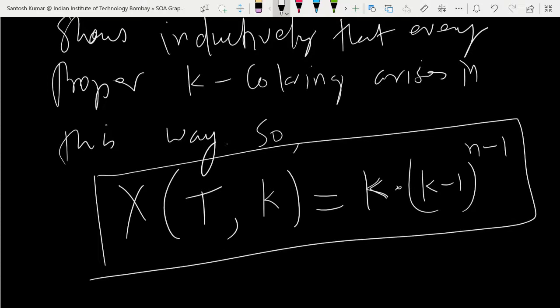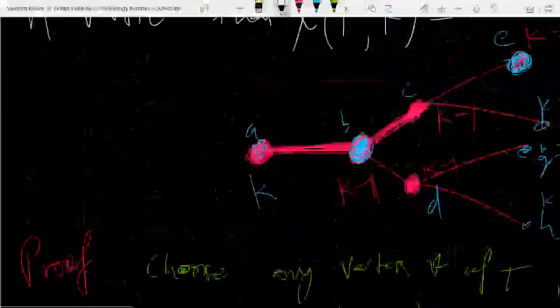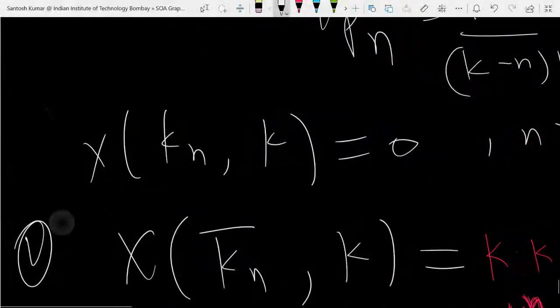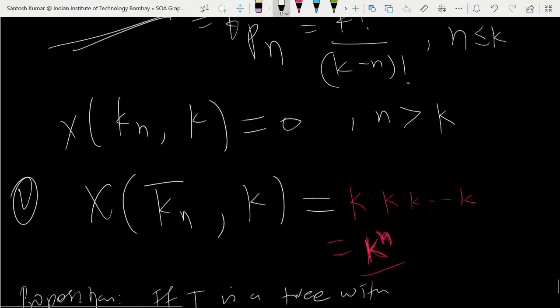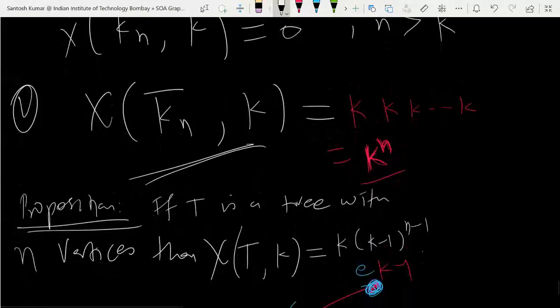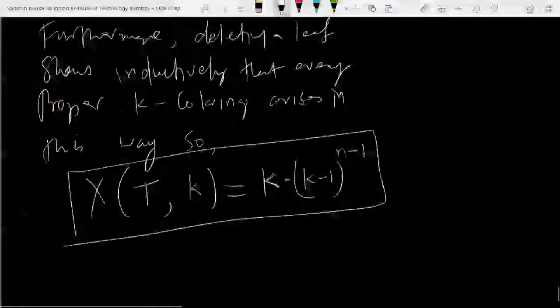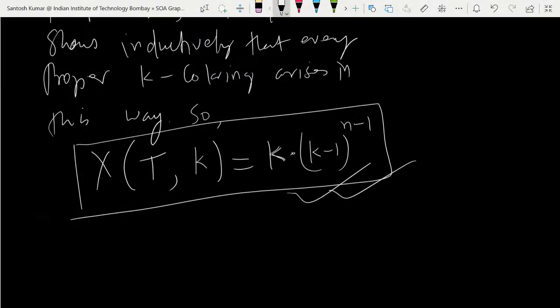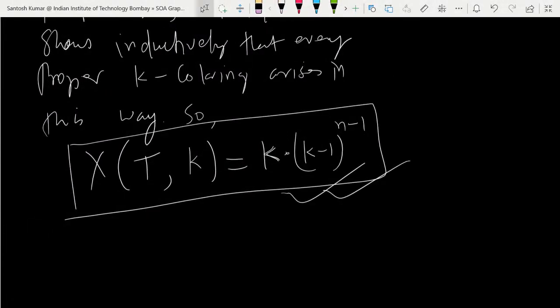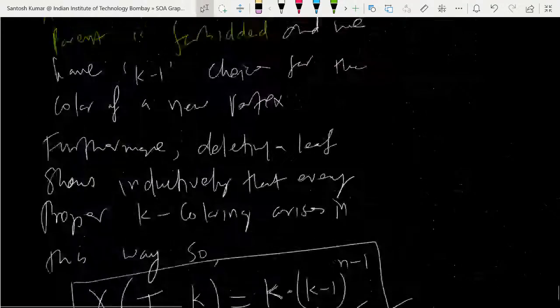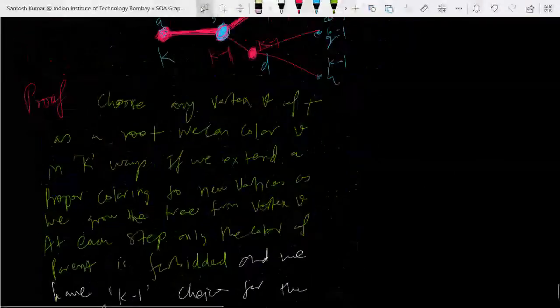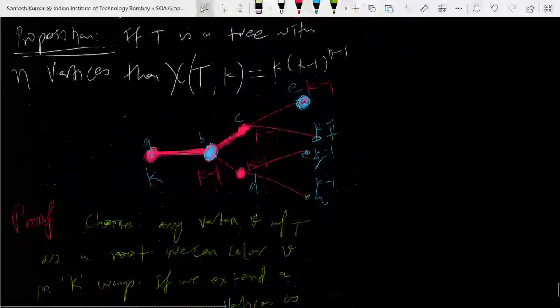So you can remember this one also. We had the result for the complete graph with k colors, the complement with k colors, and T with k colors. These are results that will be used in further questions or propositions. So three results we used. Any doubt, anyone, in this proposition or in this result?